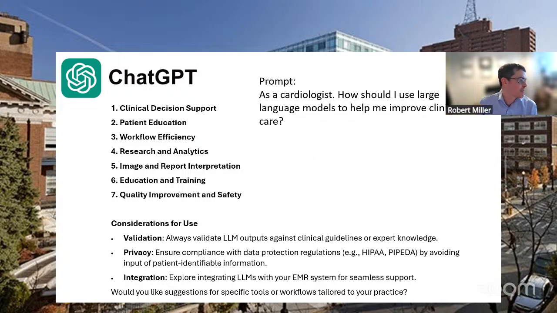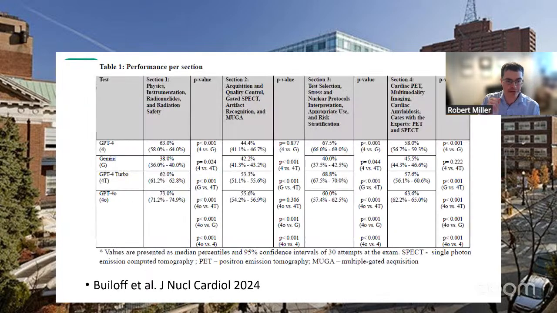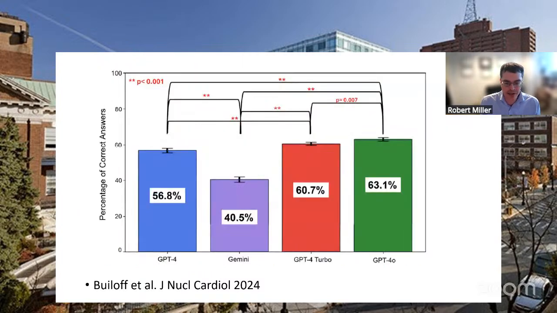One thing that comes up a lot in academic literature is like, how well do these perform on board exams? Valerie Buloff led this study looking at the ability of these models to pass the ASNC board prep exam, which is very similar to CBNC exam. What you can see is that the overall performance of these models was not great. And if you look at the median accuracy, they're sort of in the 60% range, which is right on the cusp for what we think would be a pass. So certainly some work to go.